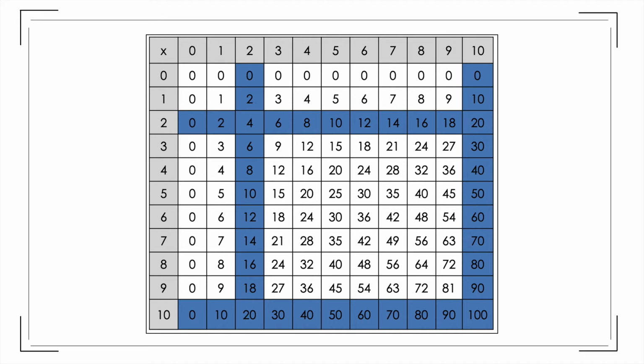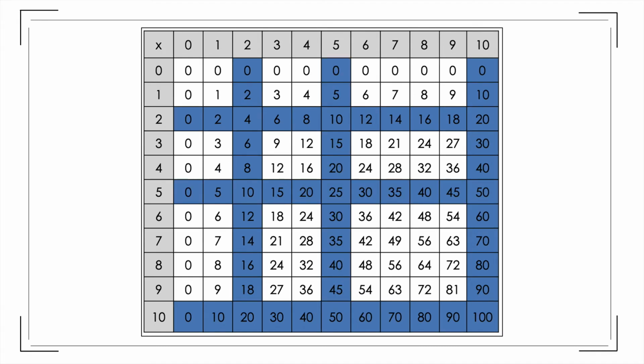After the 10s, we learn the 5s using the half of 10 strategy. Now here's our multiplication chart. Once we master the 5s, we move on to the 1s and then the 0s.